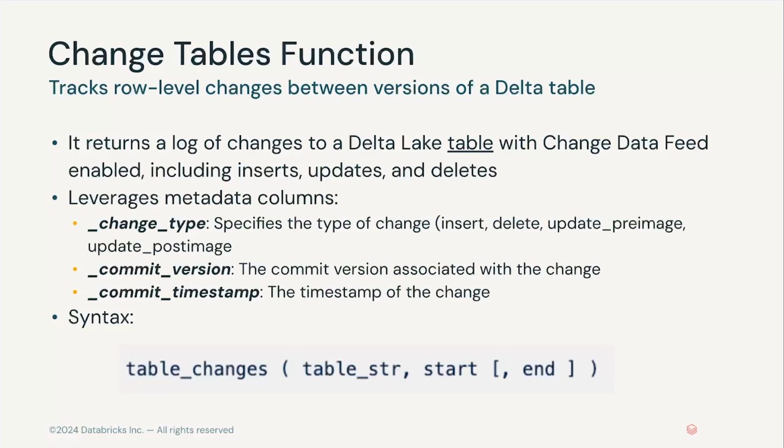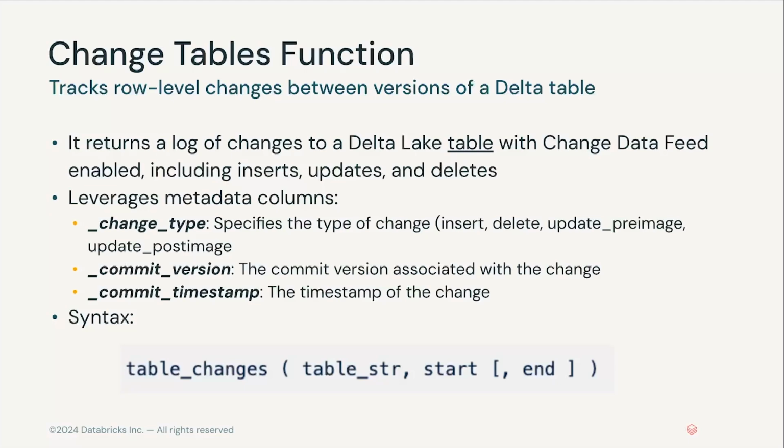Be aware that working with the table_changes function will return the data in the specific version range, including 3 extra columns. _change_type indicates what type of change it is, which could be insert, delete, update_preimage for the previous value, and update_postimage for the updated value. We also have _commit_version that provides the version number associated with the change, and _commit_timestamp that provides the specific time of the change.